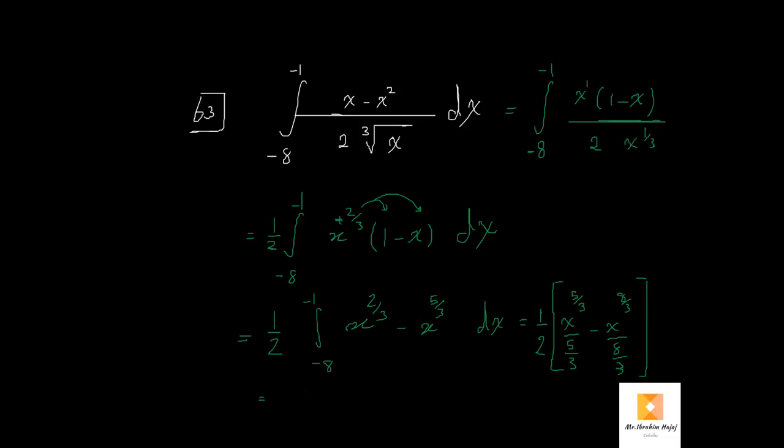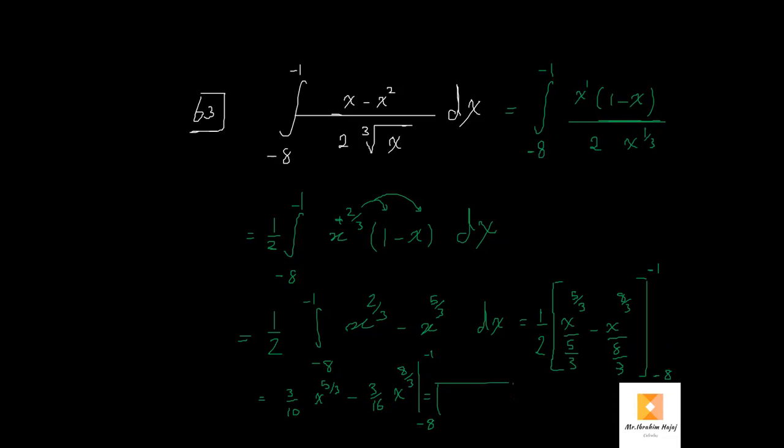Then multiply by the half from outside. So 3 over 5 times 1 over 2, that is 3 over 10, x to the power of 5 over 3, minus 3 over 16 x to the power of 8 over 3. Then replace, from negative 8 to negative 1.